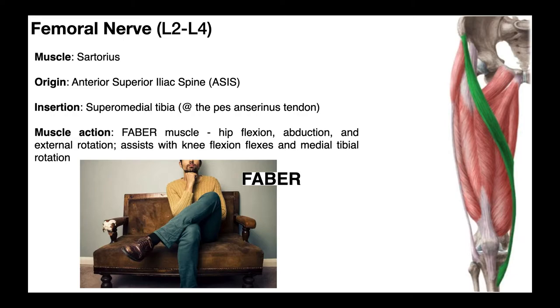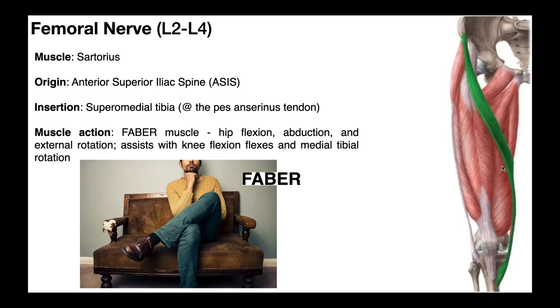Before we get into all this detail right here, let's talk a little bit about the structure of the sartorius muscle. So what we're looking at here is an anterior view of the right lower extremity. Specifically, this is the right thigh. And in green here, you see the sartorius, which is actually the longest muscle in the human body. Very long, spans all the way from the ASIS up here proximally down to the tibia distally.